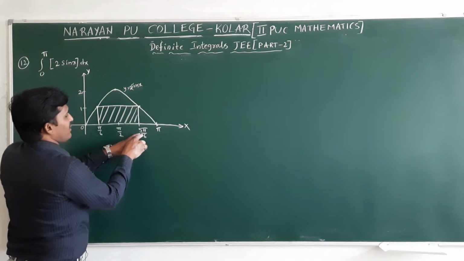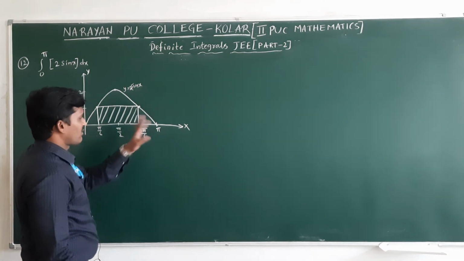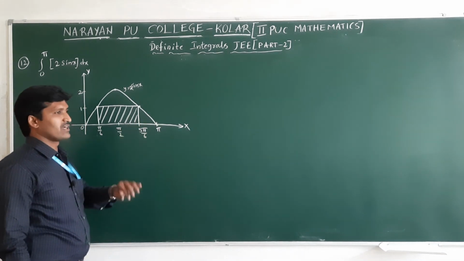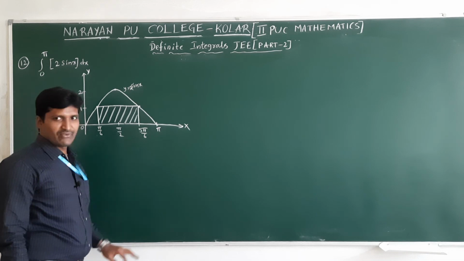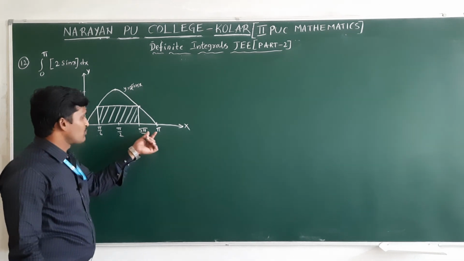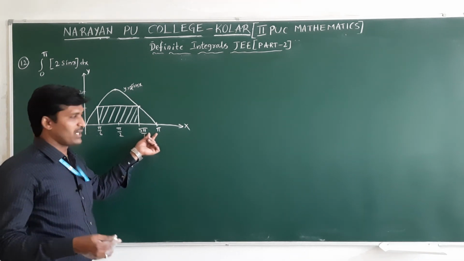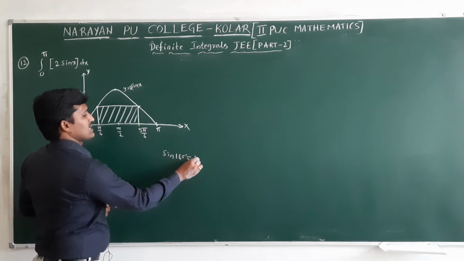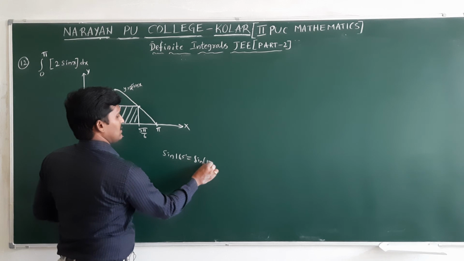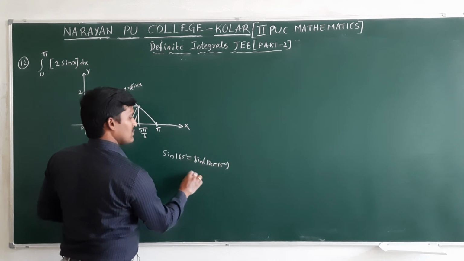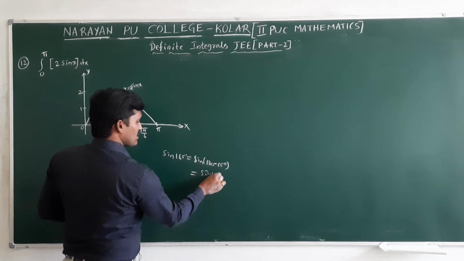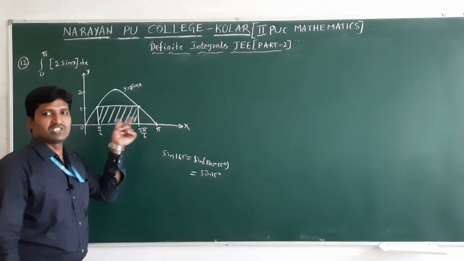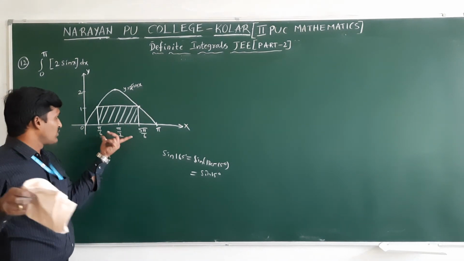Next, from 5 pi by 6 to pi, more than 150, any angle you can take. Now 150 plus 15, you can take 165 degrees. That also will get some value, because 165 we can also write as sin of 180 minus 15. That is sin 15 only. Sin 15 is some value 0 point something. This also becomes 0.